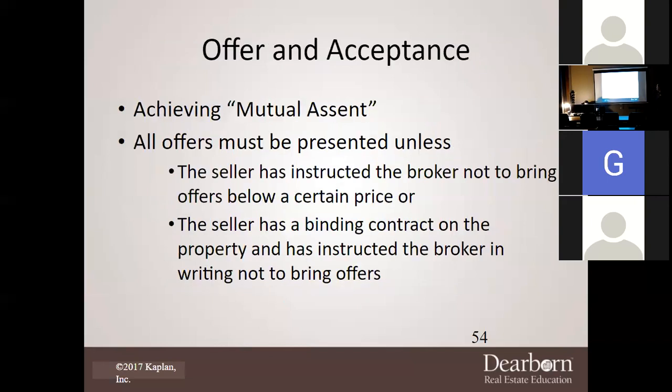Now, when dealing with offer and acceptance, the goal is to achieve mutual assent, meaning that both parties are in agreement. Again, all offers must be presented unless the seller has instructed the broker not to bring offers below a certain price, or the seller has a binding contract on the property and has instructed the broker in writing not to bring offers. If you're going to be told not to bring offers, it needs to be, number one, told to your broker or your office manager or your team lead or whoever, and they will tell you how they want you to deal with that. Don't ever just assume. Make certain that your broker or team lead or office manager knows about it.